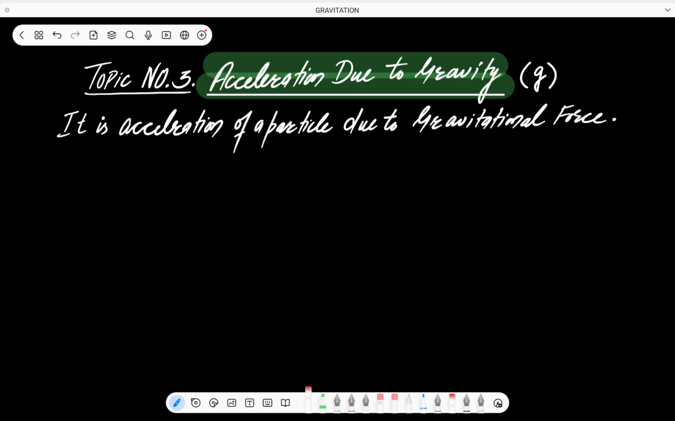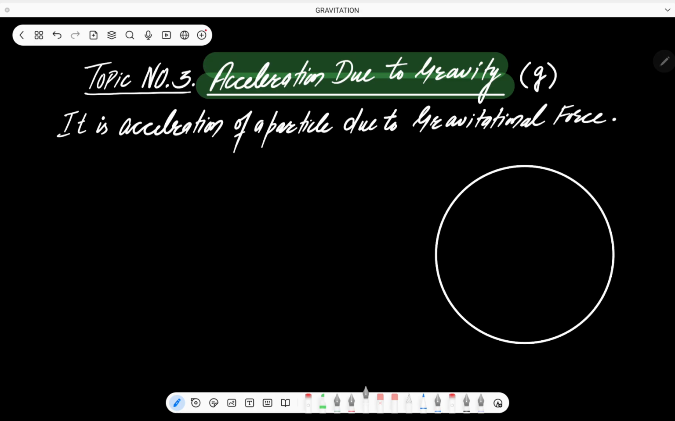First and foremost, we will try to derive an equation for the acceleration due to gravity. Let's try to do that. Let's assume that this is the surface of earth. Let's assume that this is the earth. Now this is the radius of the earth, which is capital R. This is the center of the earth, and this is the radius, which is capital R. On the surface of this earth, there is a small particle whose mass is equal to small m.